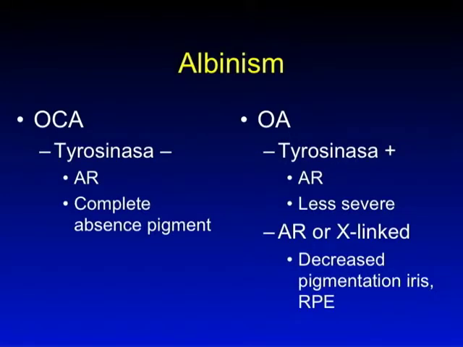Ocular albinism. So we have oculocutaneous albinism and ocular albinism. Tyrosinase negative and positive, both autosomal recessive. Oculocutaneous albinism is characterized by complete absence of pigment. Ocular albinism is less severe, and there's just decreased pigmentation in the retina. But the most important is macular hypoplasia, and that's the reason for poor visual acuity in patients with ocular albinism. It's nothing else.